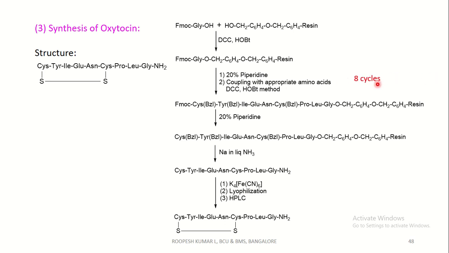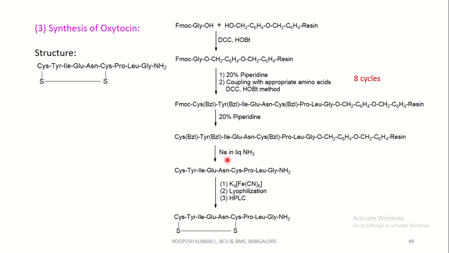That is 8 cycles. Appropriate amino acid in the sense there are 8 amino acids left. So each and every step you should add respective amino acids to form these 9 amino acids, that is octapeptides. After 8 cycles, you get this with the FMOC and Wang resin. To this, 20% of piperidine gives FMOC deprotected peptide with Wang resin attached to it.